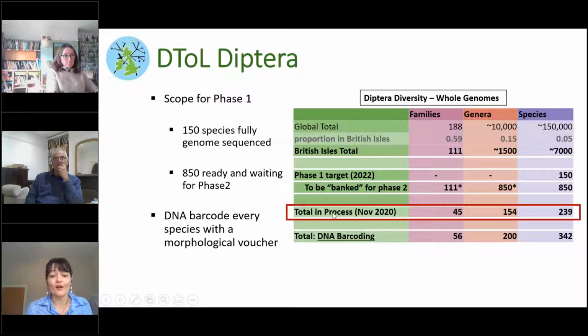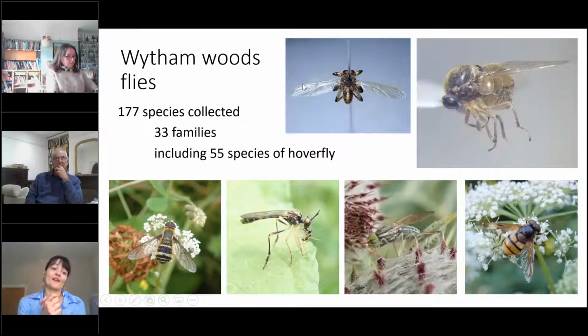And so of our genome sequencing species, we have from White and Woods, let's go to the next slide. From White and Woods, of those 239, we have 177 species collected from 33 families, including 55 species of hoverfly, which is quite amazing.